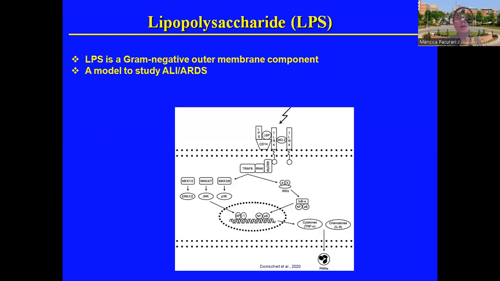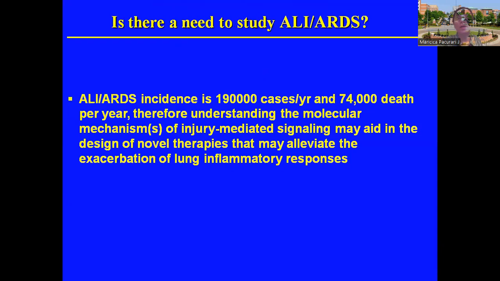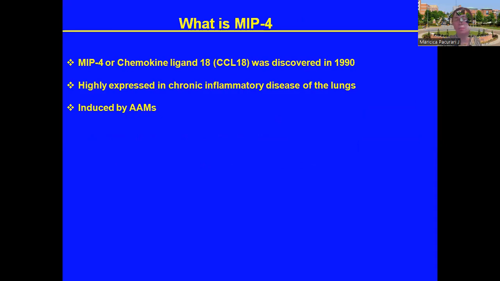Lipopolysaccharide is a gram-negative membrane component and a model to study ALI or acute respiratory distress syndrome. Is there a need to study ALI or ARDS? Yes, of course. The incidence of these two is about 190,000 cases per year with 70,000 deaths per year. Therefore, understanding the molecular mechanism of injury-mediated signaling may aid in the design of novel therapies that may alleviate the exacerbation of lung inflammatory responses.